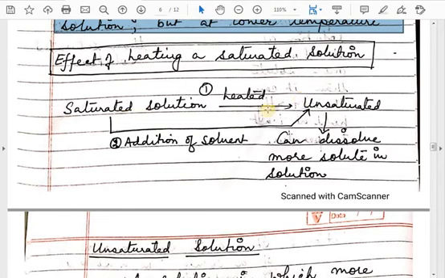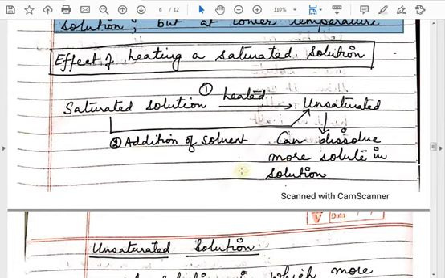Next is the effect of heating a saturated solution. If you heat a saturated solution, it will become unsaturated. Why is this happening? If you heat it, the intermolecular space between the liquid molecules increases. So if a solution was saturated at a certain temperature, when you heat it, the gap between the molecules increases. Now it can accommodate more solute, so it has become unsaturated.